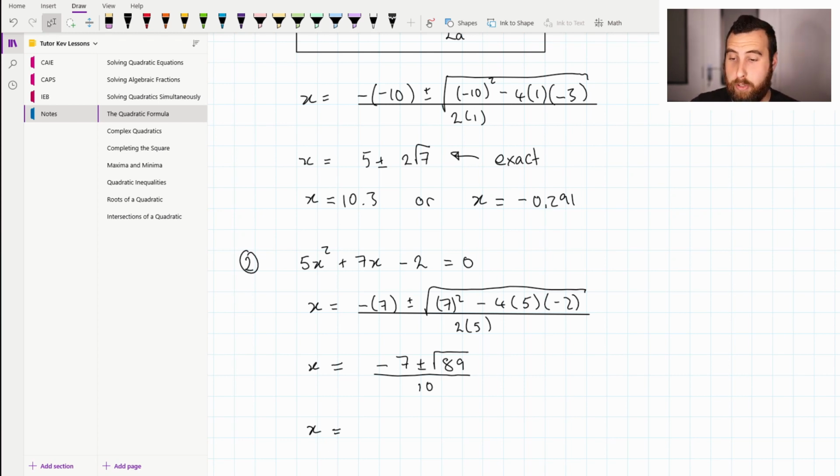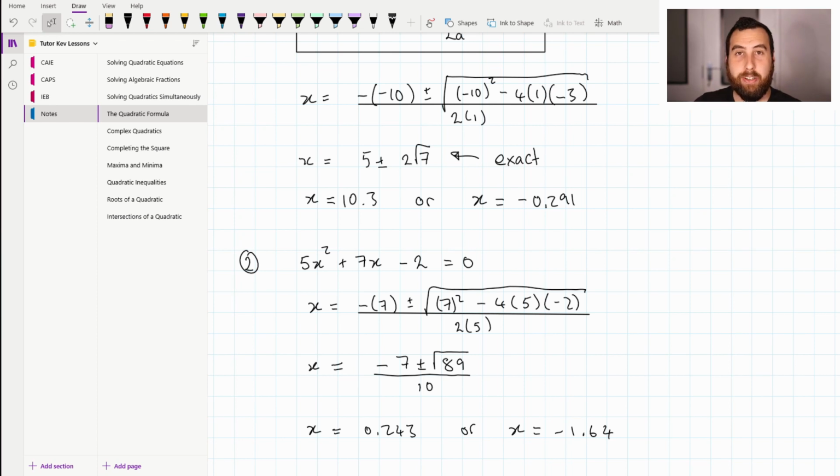And so my first solution is 0.243, or my second solution is equal to minus 1.64. And there we go. If you got this correct, well done. You now know how to use the quadratic formula effectively.